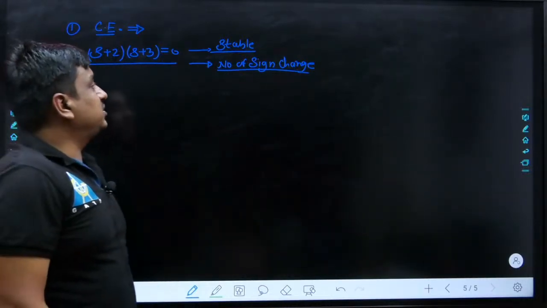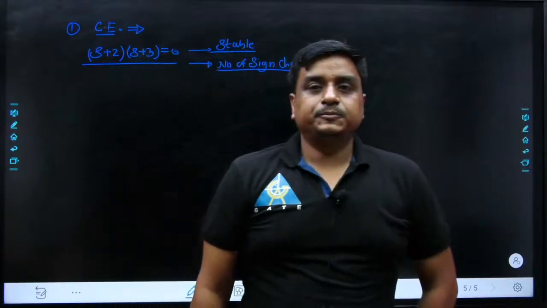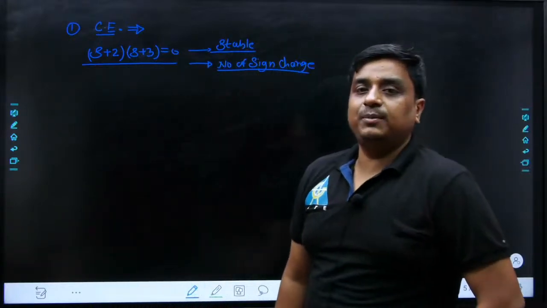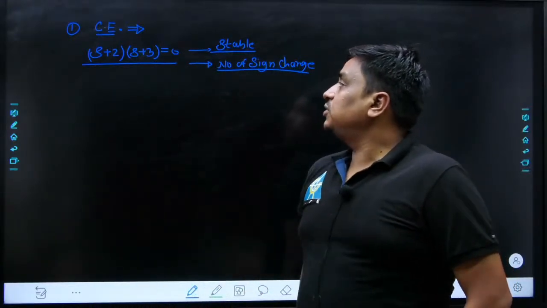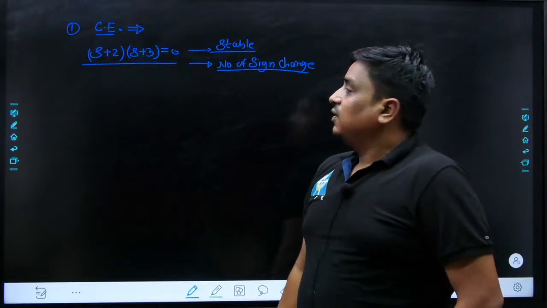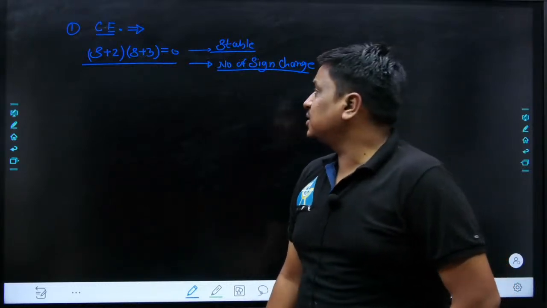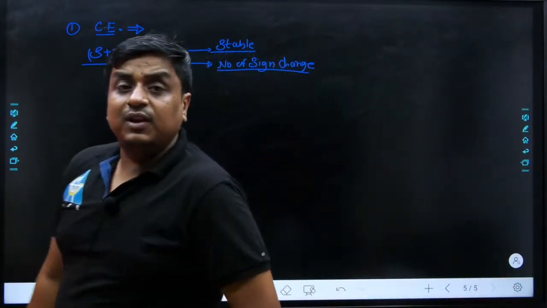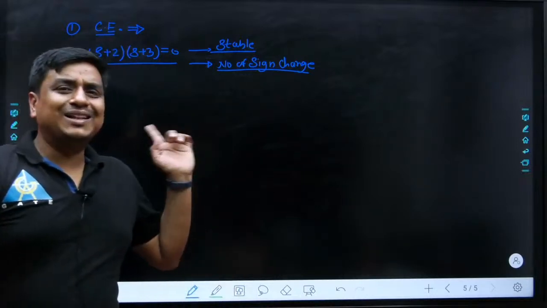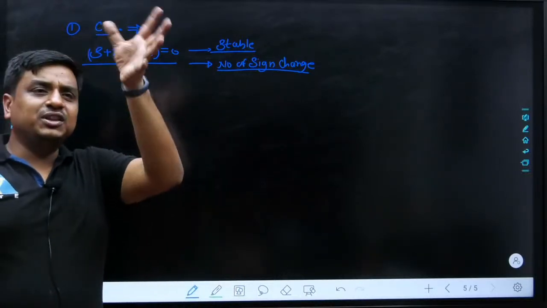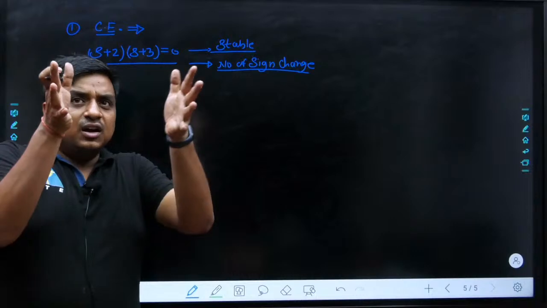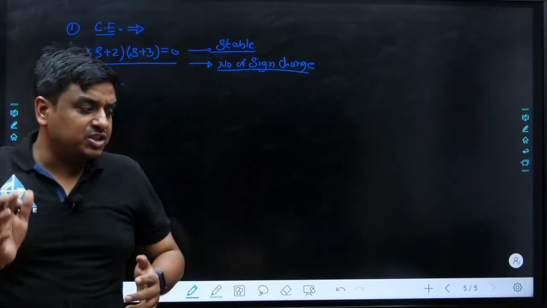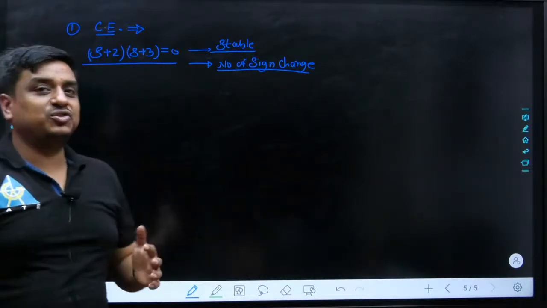Number of sign changes this problem would have. Tell me, (s+2)(s+3) = 0. First, whether the system is a stable system or not. We will convert this problem into the algebraic equation, and after using their coefficients, I would make a Routh-Hurwitz table. How many sign changes would you have?